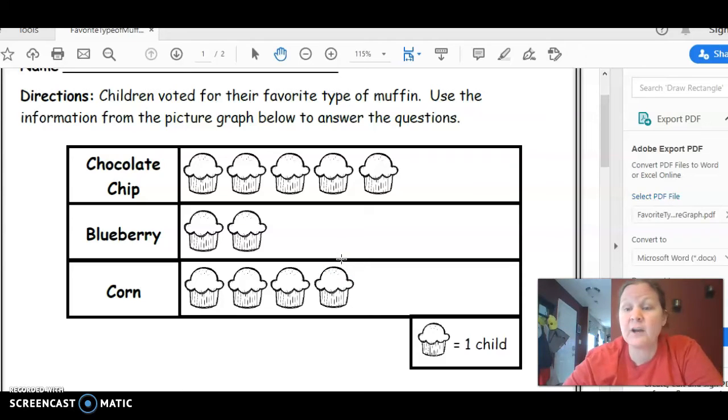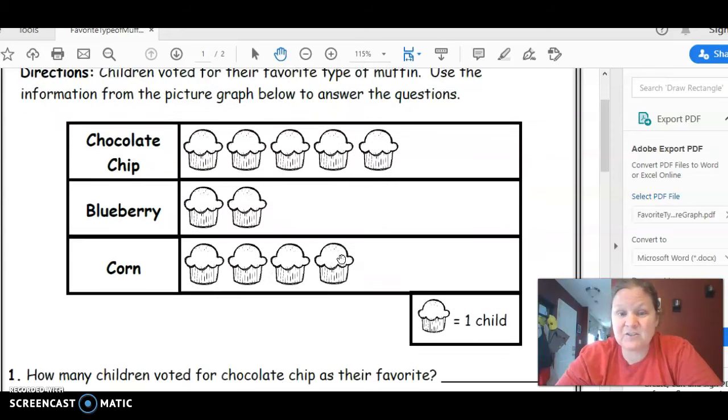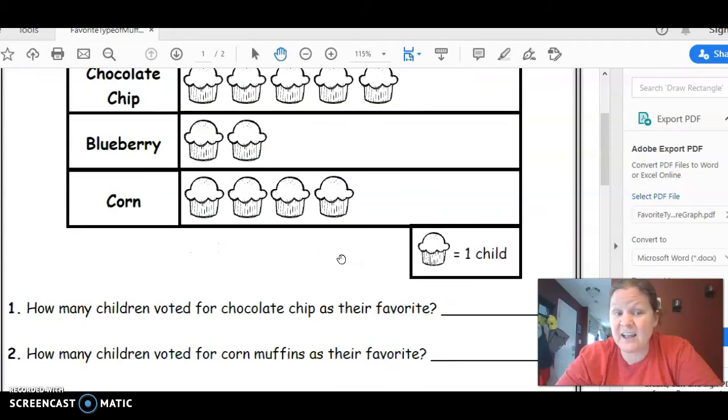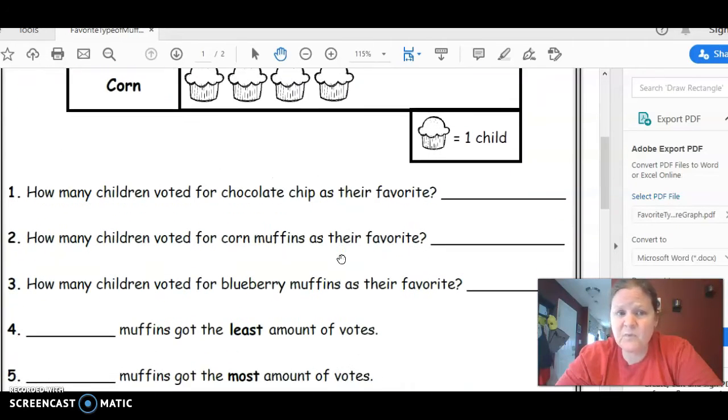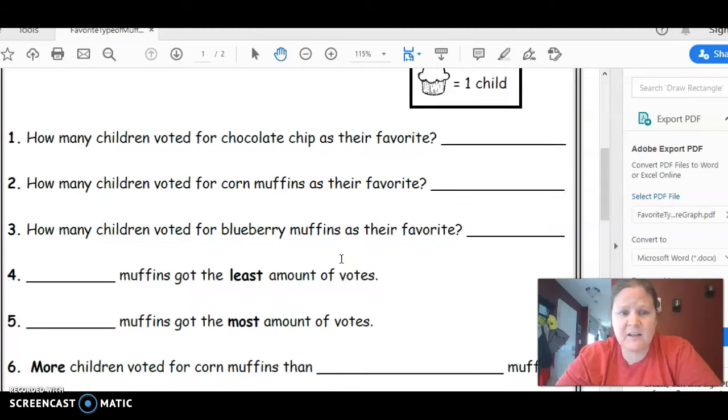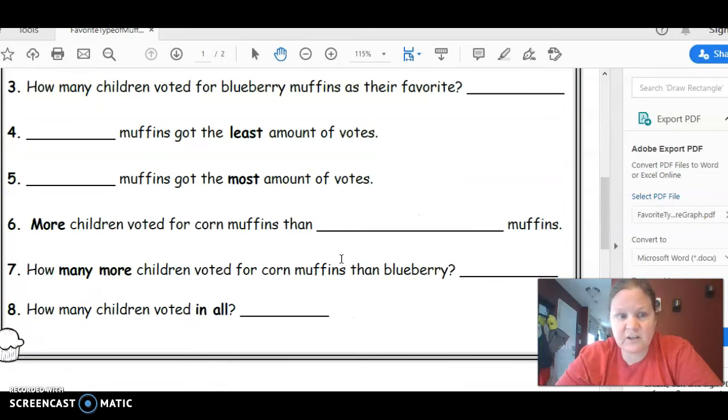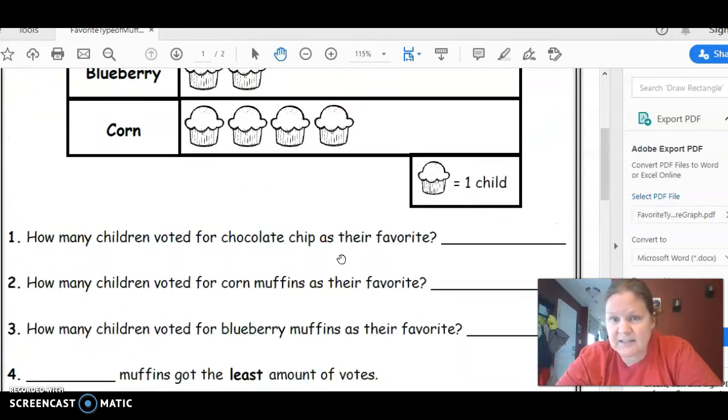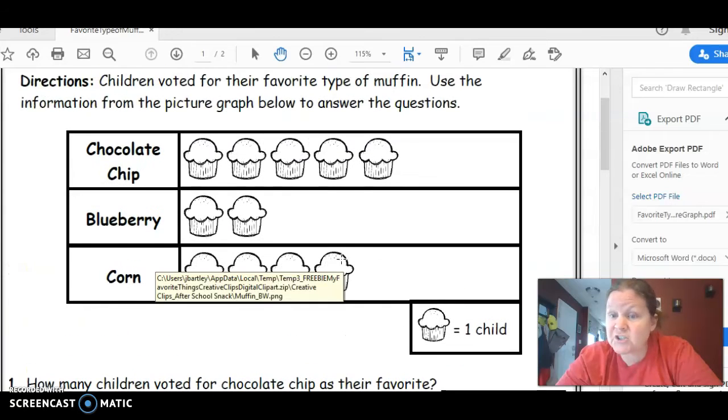A graph is a great tool to use to figure out information, to collect my data and show my data in a very simple, easy to read way. And then I'm going to show you this. As you know, they start to ask you questions about it. I asked you a few questions already. Like you see all these questions that you can ask. It's crazy just from this little picture.